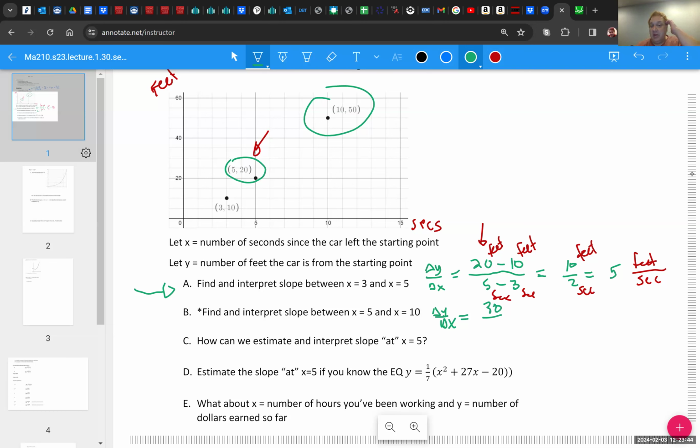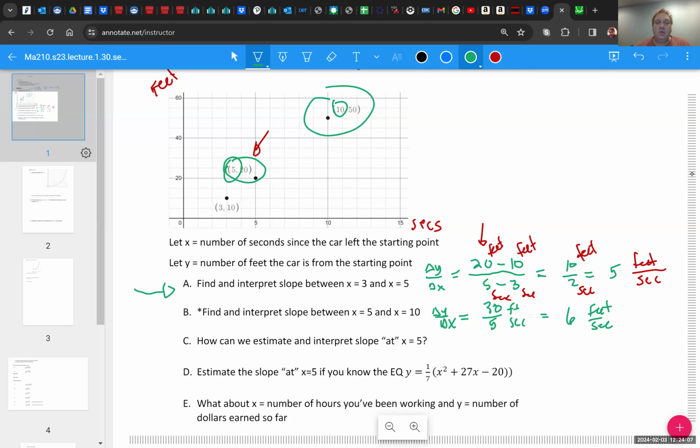And x went from 5 to 10, right? It went from 5 seconds to 10 seconds. So the change in x is 5. And this is feet, and this is seconds. And so 30 divided by 5 is 6 feet per second.